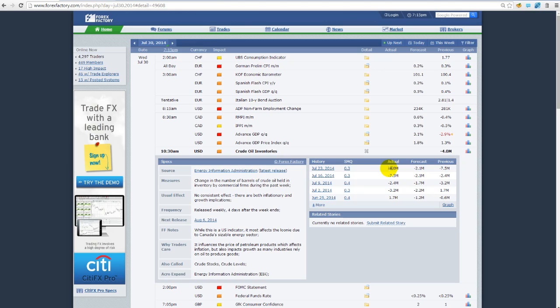Whenever a number surprises the market, it causes the market to move. It's called a fundamental shock. You want to write that down. Fundamental shock. That's whenever an actual number comes in different than the forecast. Usually you get some volatility out of that. The bigger that shock is, obviously, usually the bigger the move is.